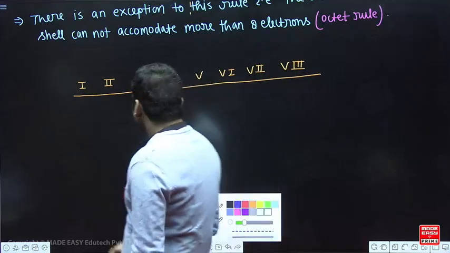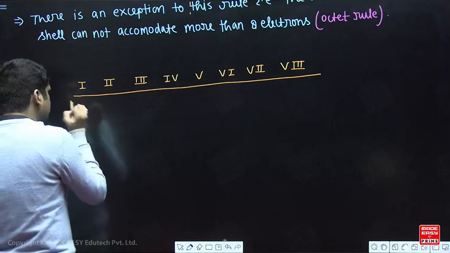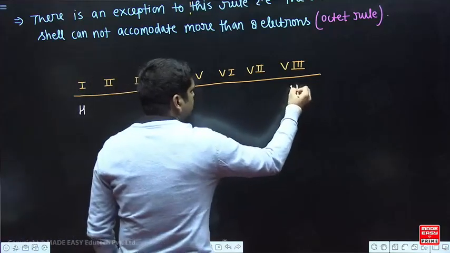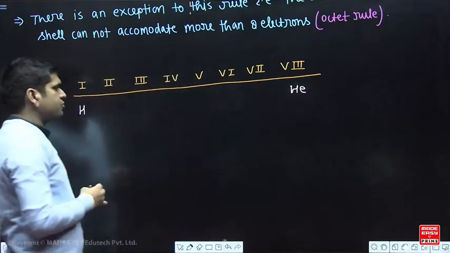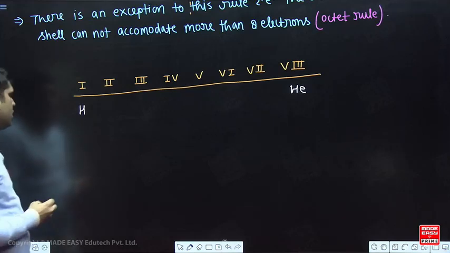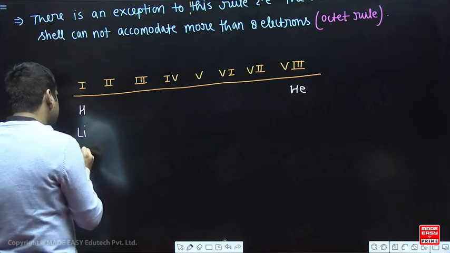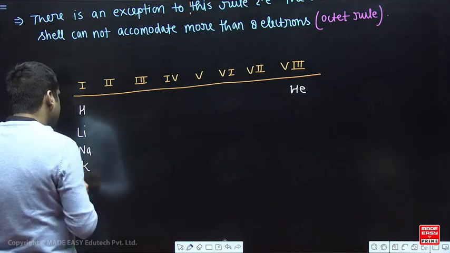नाउ हियर you have the first element, that is hydrogen, and the second element you have helium. Hydrogen atomic number is 1 and helium atomic number is 2. Then you have lithium, sodium, potassium, etc.